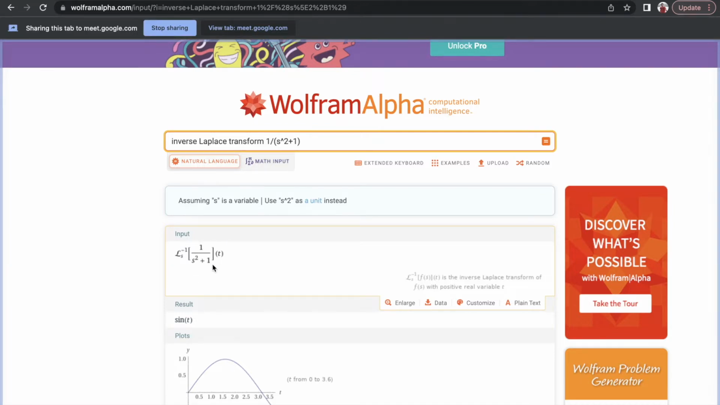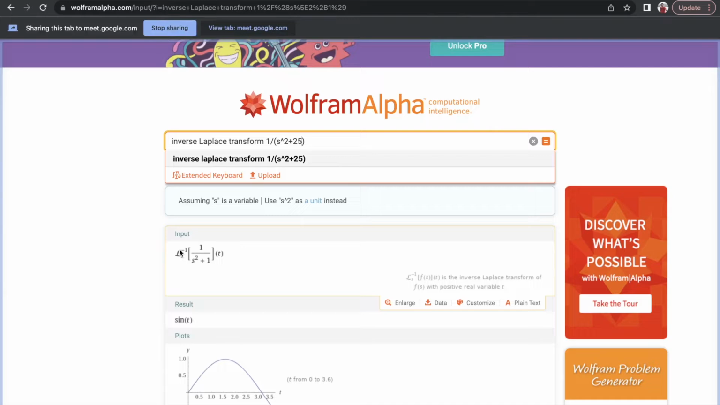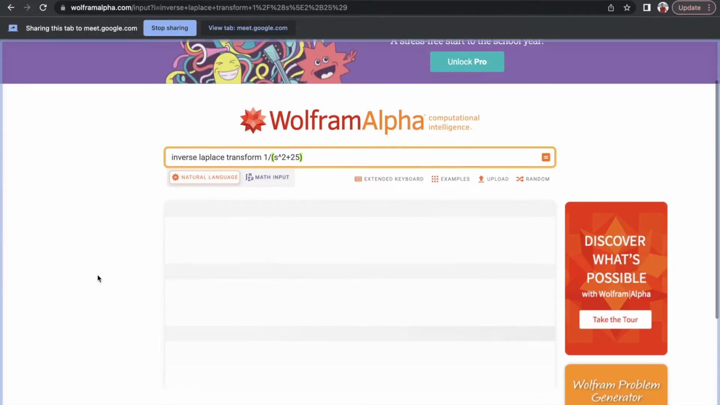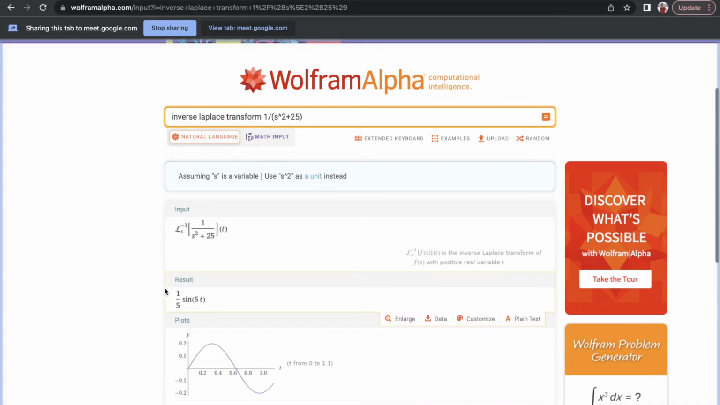The pole location for this 1 by s square plus 1, it's plus or minus j. Yes, very good. So according to our example, let's take this 25, so the pole location should be plus or minus 5j. Now see, it's pure oscillation. There is no damping, nothing. Because the pole locations are on the imaginary axis only, there is no real component.